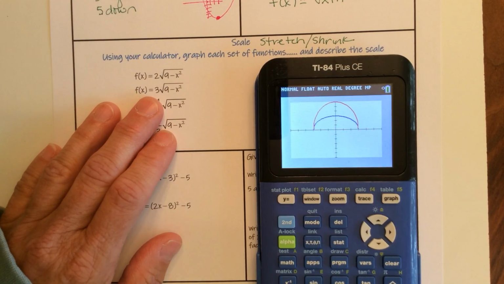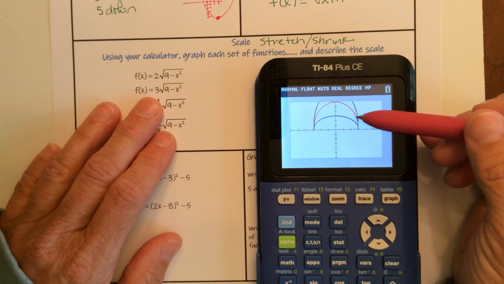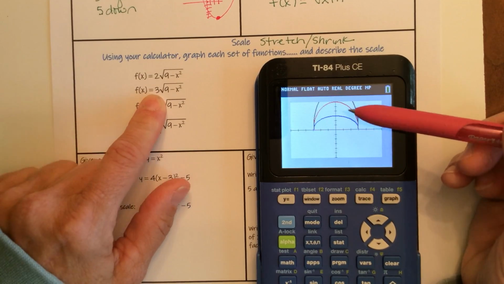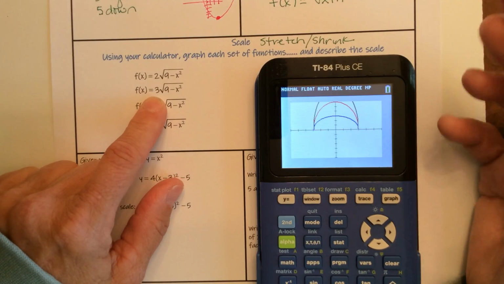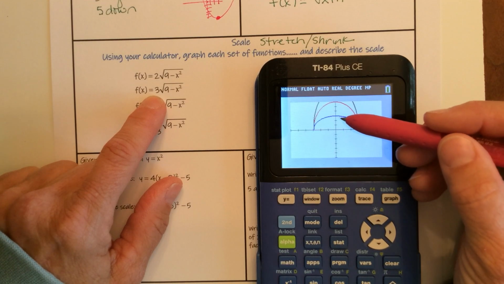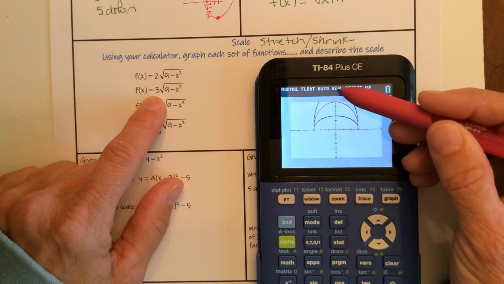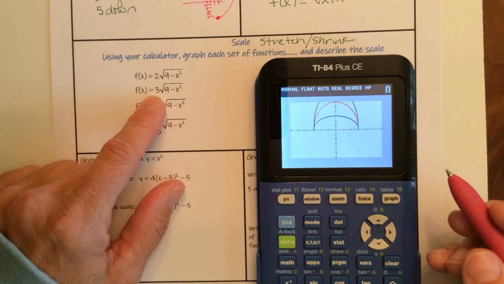Okay, so now let's go ahead and finish this out. More than likely, I'm not going to see the top of this graph because the 3 has multiplied my y values by 3. And so this y value right here of 3 is now stretched up to 9, which is off the graph. I could go in and change the window, but I'm not going to do that.